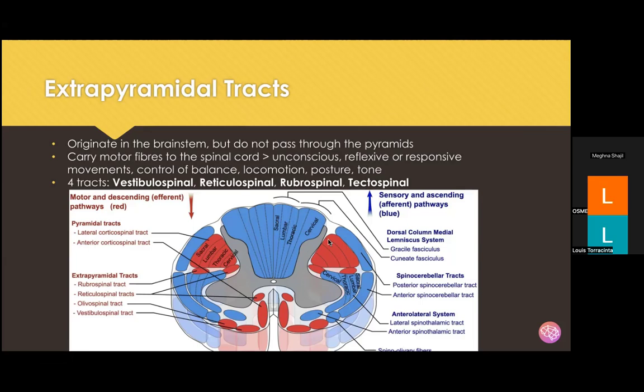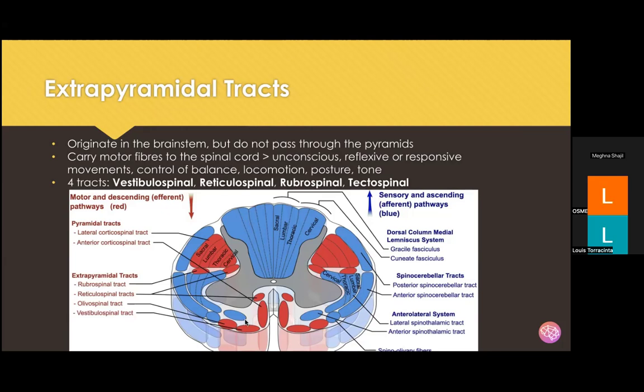And the majority of your sensory information goes through your DCML pathway, your dorsal column medial lemniscus system. You have your gracile fasciculus and your cuneate fasciculus. Cuneate just means wedge. This just looks like a wedge. So obviously in the DCML pathway, most of that sensory information is going through literally the back of your spine, back of your neck. Okay, so that's how I remember it. And you also have these spinocerebellar tracts as well, which are involved in the cerebellum. So hopefully this diagram helps.